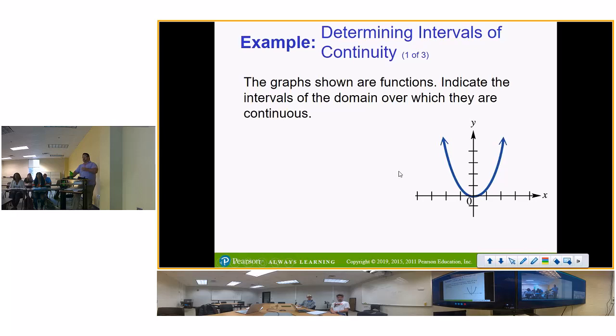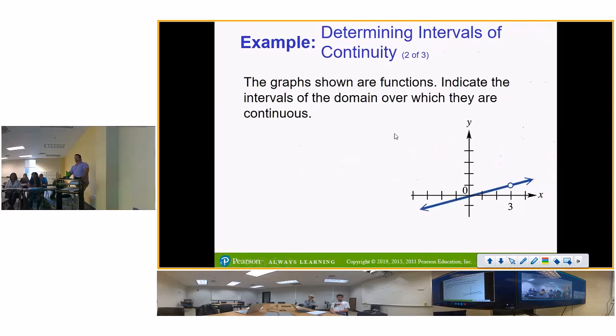There it is, domain. The domain of this function is all real numbers. What's the range? 0 to infinity. You should be able to look at it and boom, tell me what it is. Yeah, you see, I did that. I did it. You own it.